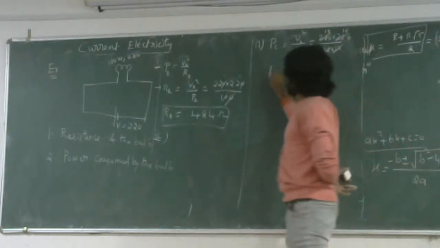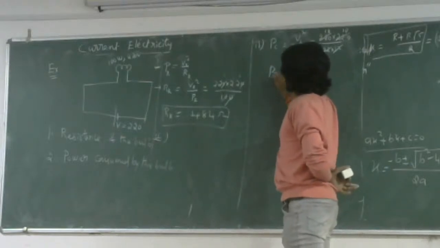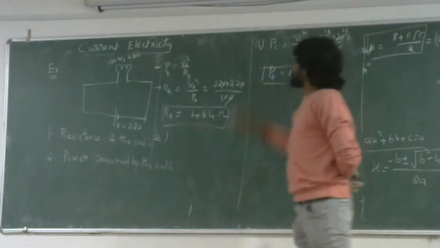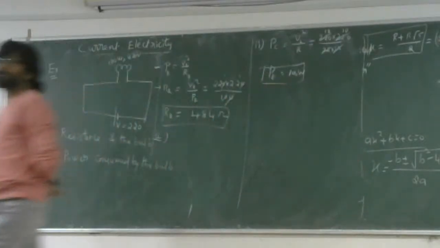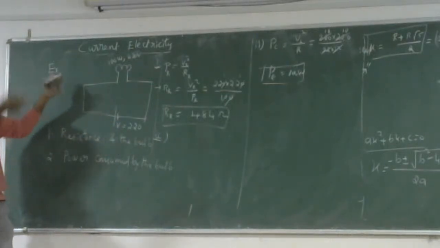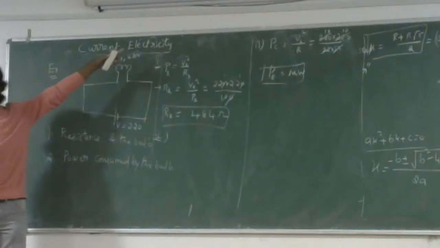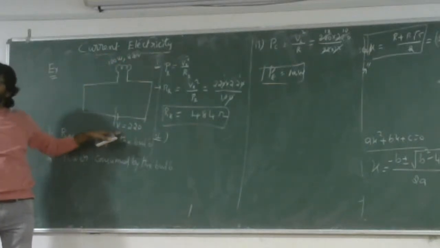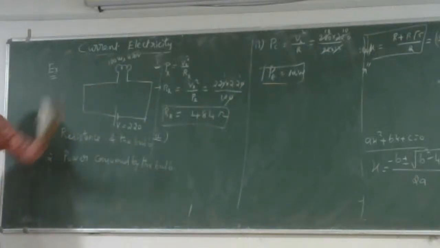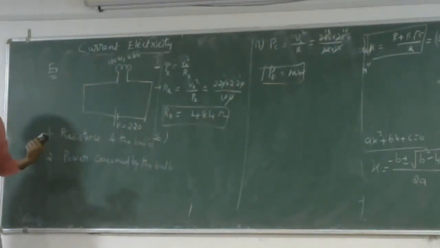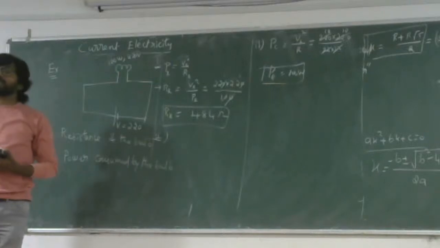What is the power consumed? Power consumed is how much? This much. If you are supplying this much line voltage, the entire thing will be consumed. If its voltage rating is different or the line voltage is different, then the consumed power will be different. If any of these changes, the power changes. Because if this changes, resistance changes, and hence the consumed power also changes. So like this we can calibrate.